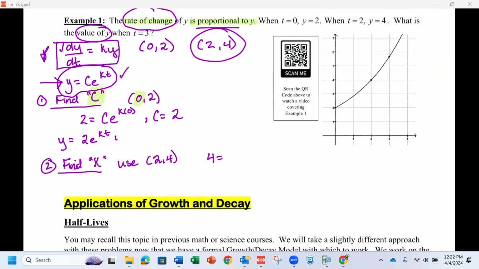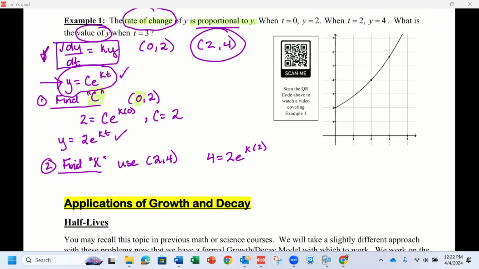So I have 4. I'm going to set it equal to the equation. I've already plugged in the 2 for C. 2 times E raised to the K times 2. Don't be alarmed. You're going to end up with ugly K values. The K values are not going to be pretty. This is where all the logs are going to come in again. You're going to have to use logs because you're going to be solving for an exponent.